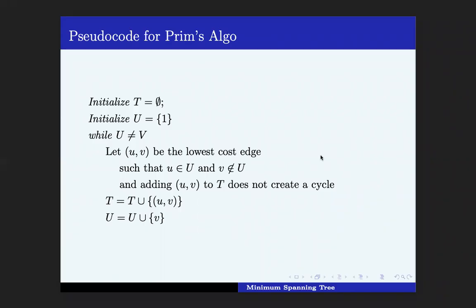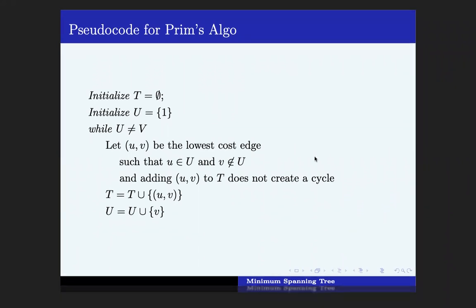Here the cycle check would not be needed, because if one of the endpoints of the edge does not belong to U, then obviously a cycle will not form. The difference from Kruskal's here is that it always maintains a connected component. If V doesn't belong to U, then it will not form a cycle. Right, that is very true. And we have to check that V does not belong to U.